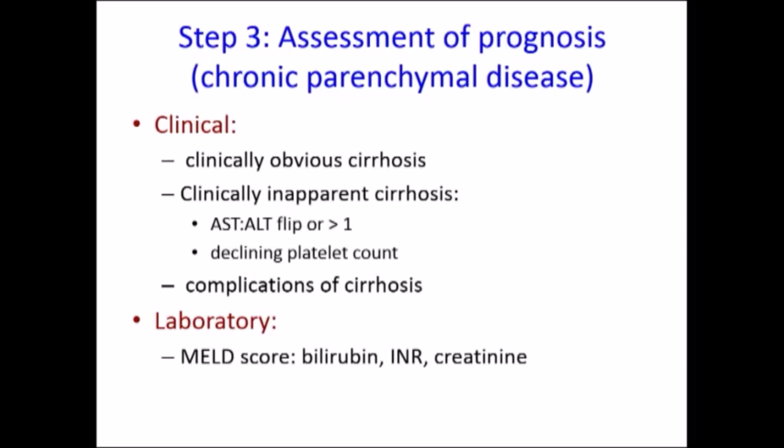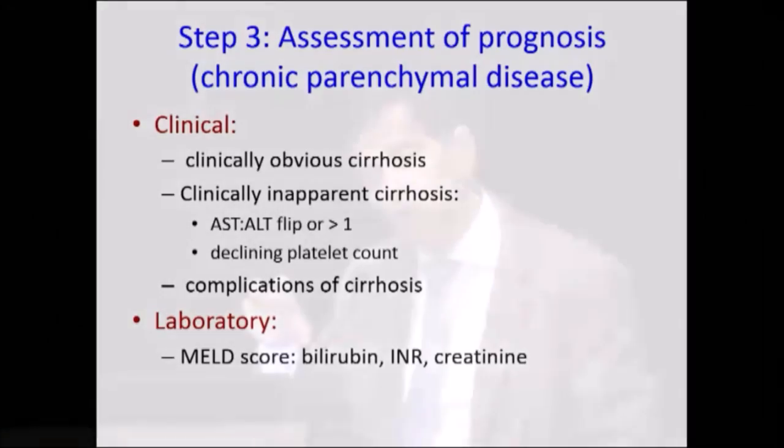So in that setting, to assess prognosis, we use the MELD score, which is based on bilirubin, INR, and creatinine. It gives you a 3-month prognosis of what's going to happen. Low numbers are good, high numbers are bad, and essentially, if the MELD is more than 10, you need to get them to a transplant center.